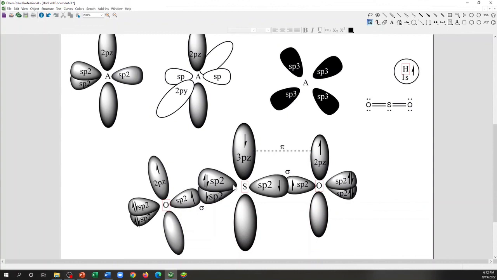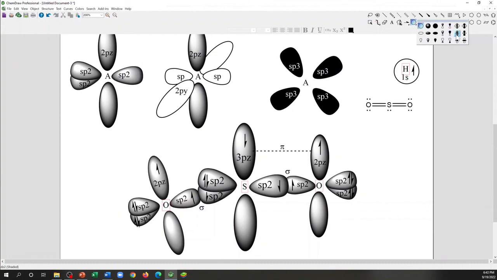So on the left-hand side, sulfur is going to have to use a different orbital. And the only orbitals that I have left that are available are d orbitals. Sulfur is a third row element. It's gone above and beyond the octet, so it's definitely going to use a d orbital. The shapes of d orbitals are not that important.